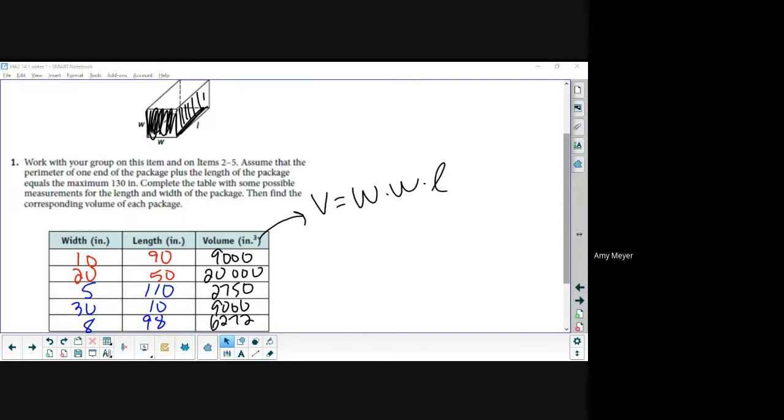Raise your hand if you initially tried a number that was too large and didn't work. Anybody? Nobody tried 40 for a width? Let me show you what happens.